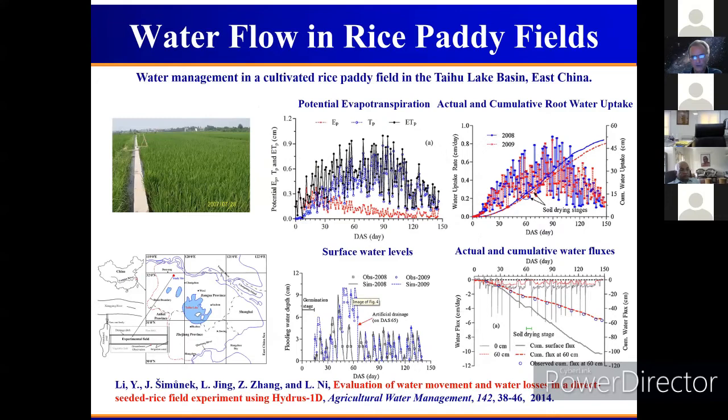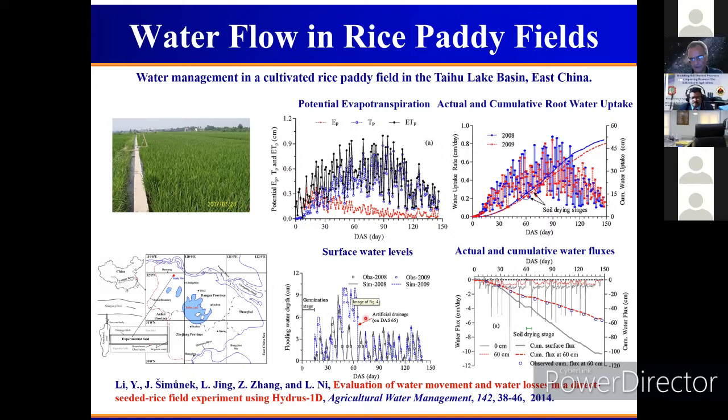Another study which I want to mention was carried out by Dr. Li Yong, a researcher from the Hohai University in Nanjing in China. He spent about a year with me in my group, and we published a couple of papers together during that year. In this study, we used Hydrus-1D to evaluate water and nitrogen management in cultivated rice paddy fields somewhere in East China during 2 years. We used data from one year to calibrate the model and data from the other year to validate the model.